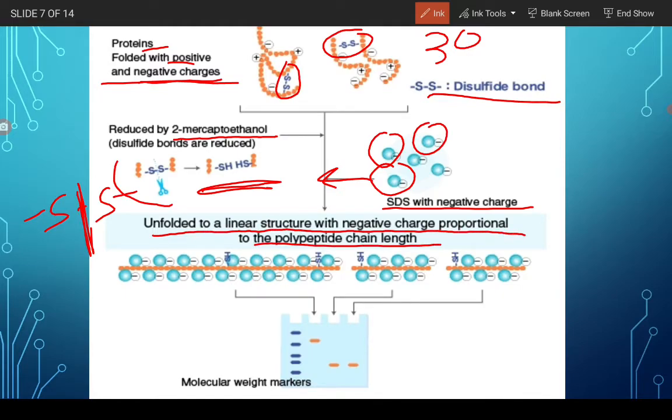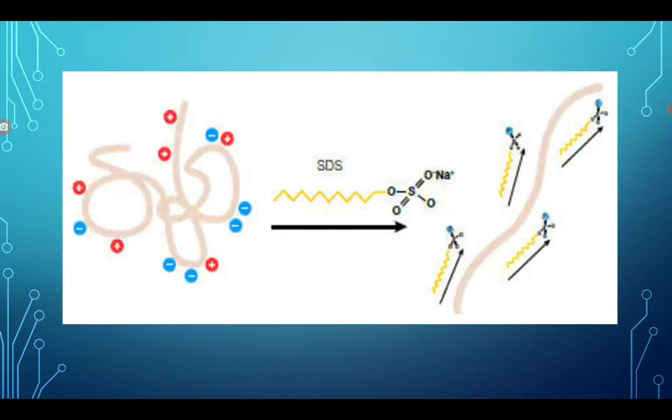So now this is a molecule of protein. You can see it is no longer folded like this. It is now a long linear chain, a rod-like structure with SDS bound all around it, giving a negative charge to all the parts, right? And now we put it into the wells of the gel to be run. So this is the function of beta mercaptoethanol and SDS.